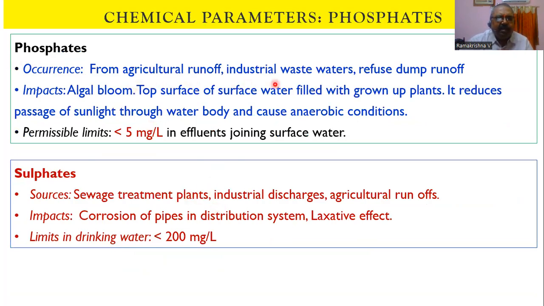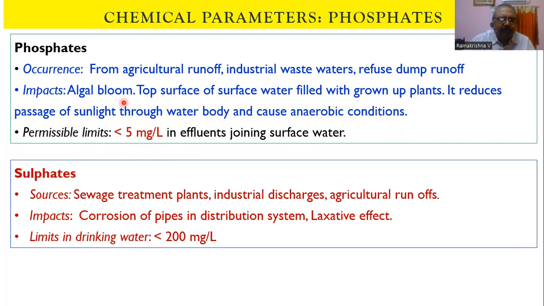Phosphates come from agricultural runoff, industrial wastewater, and refuse dump runoff. Algal bloom means the growth of plants on the surface of the water, filled with grown up plants. It reduces the passage of sunlight through the water body and causes anaerobic conditions below the top layer of the water. When treated wastewater or raw water enters surface water, phosphate should be less than 5 milligram per liter. More than 5 milligram per liter means algal bloom is going to occur on the surface of water bodies.